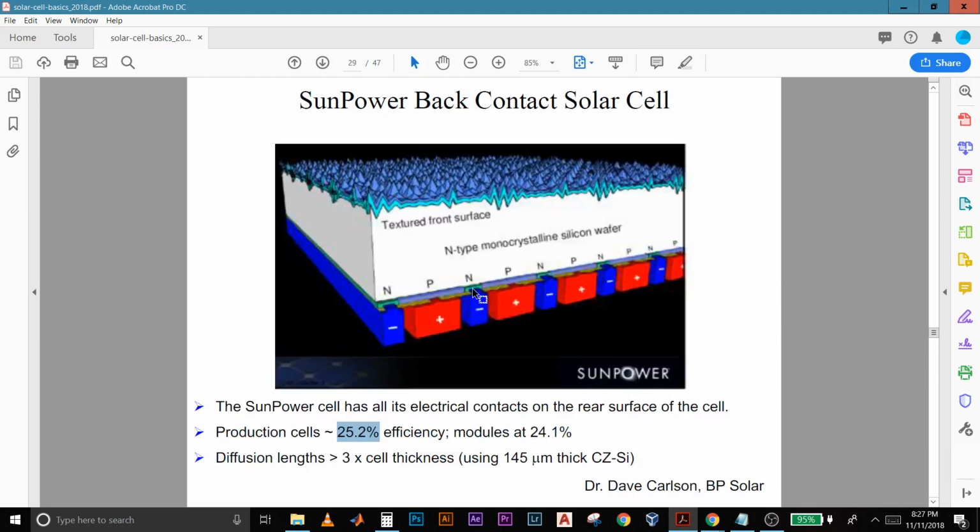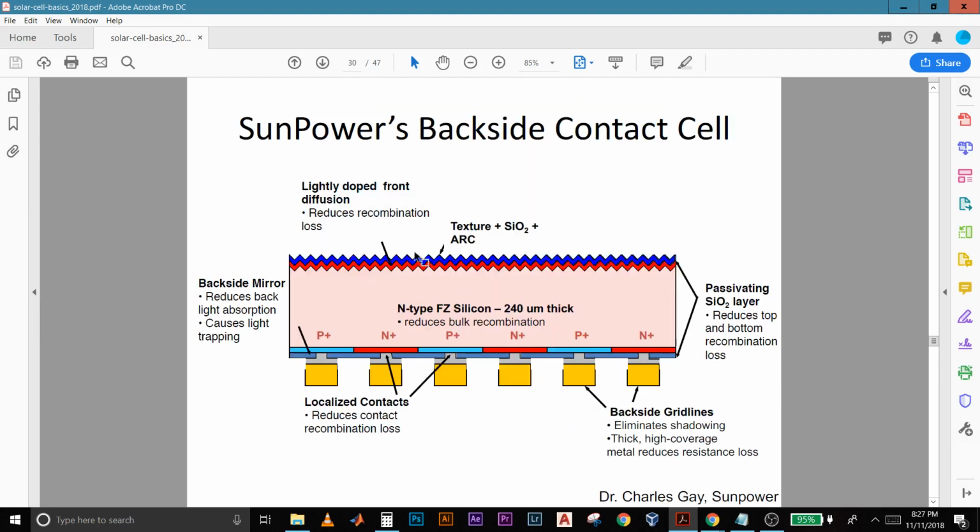This is a 2D cross section of this diagram, which shows all the improvements that they did, and thereby they were able to improve the efficiency of the solar cells.